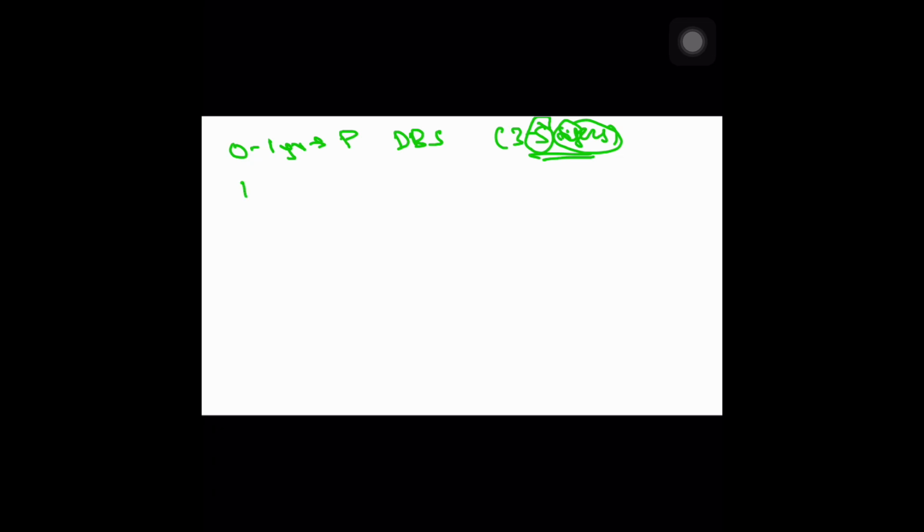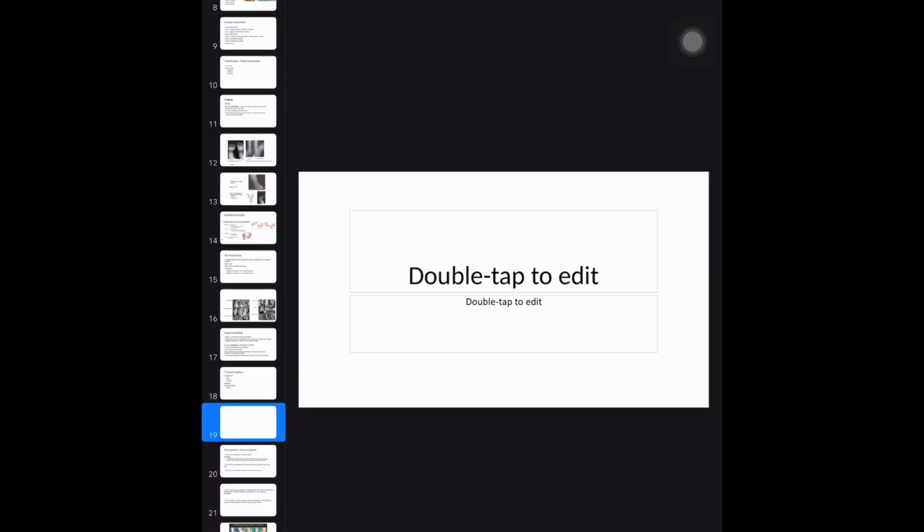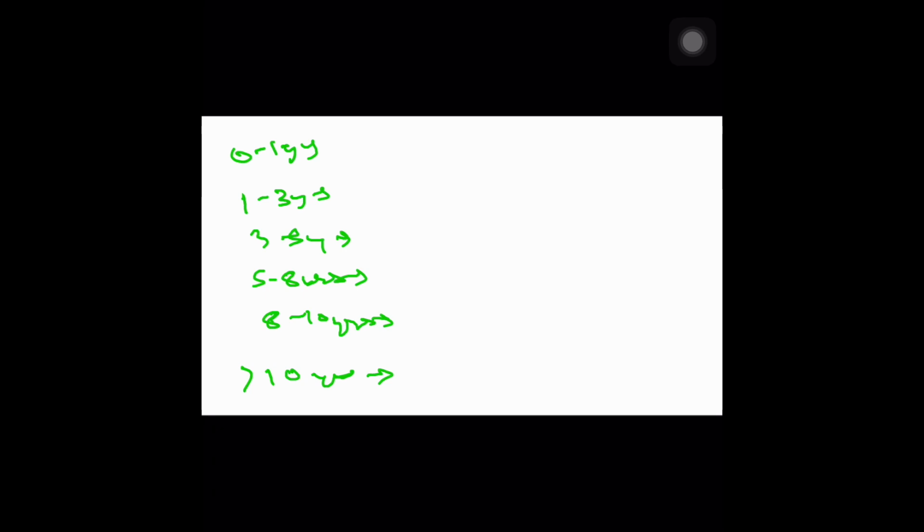Now the age groups: 0 to 1 year, 1 to 3 years, 3 to 5 years, 5 to 8 years, 8 to 10 years, and more than 10 years at the last. I'm writing it in this way so that you don't forget it. If the deformity is more than 10 years, you have to go for triple arthrodesis.